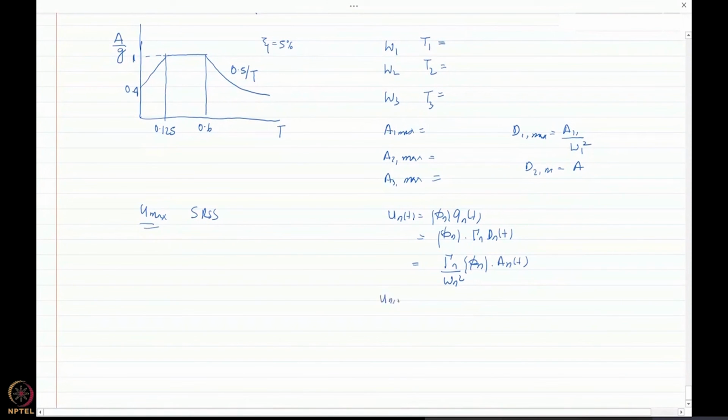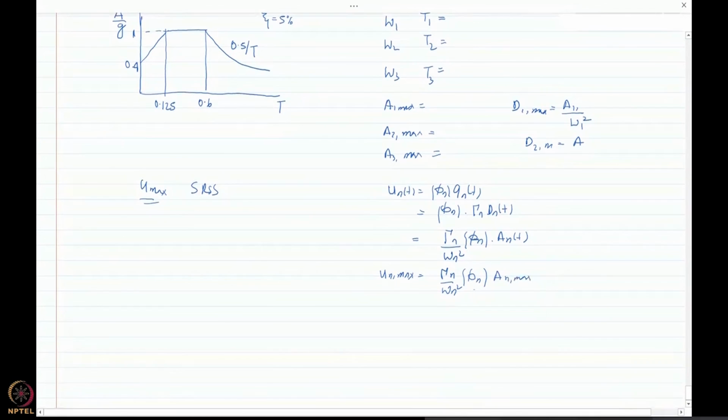Now, if you want to find out UN max, you don't even need to calculate D1 max. Just do this. You know gamma n, you know omega n square, you know phi n. Just find out an max for each mode. Once you know u1 max, u2 max, u3 max, use SRSS as square root of u1 max square plus u2 max square plus u3 max square to get an approximation of the total maximum displacement.